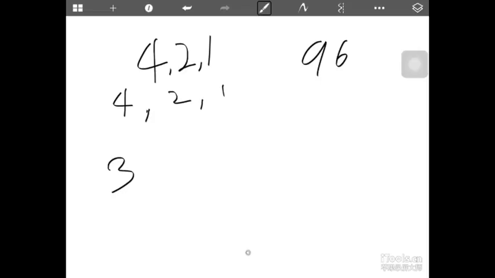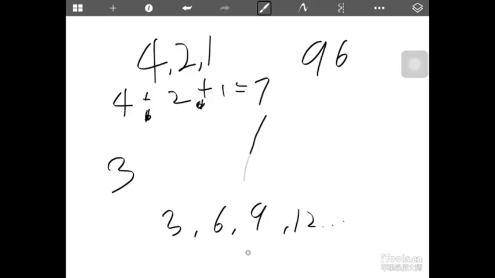Take these commas out and replace them with plus signs and add them up, so we'll get 7 here. And 7 is not evenly divisible by 3, because counting by 3s goes 3, 6, 9, 12, and so on, and 7 is not in there, it's between the numbers, so it's not evenly divisible by 3.